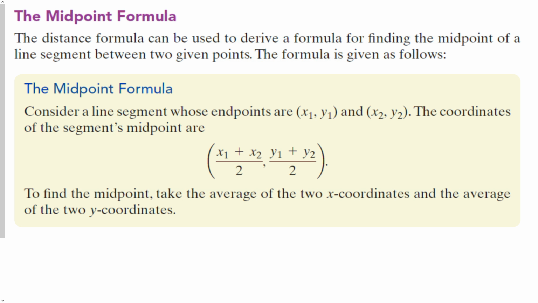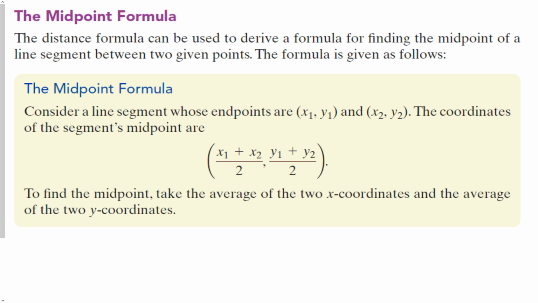So the midpoint formula comes from the distance formula. It can be used to derive the formula for finding the midpoint of a line segment between 2 given points. The simple version is that if we want to find the middle of something, we can just take the average of the 2 points. We can just add them together and divide by 2. So consider a line segment whose endpoints are x1, y1 and x2, y2. The coordinates of the segment's midpoint are x1 plus x2 over 2, comma, y1 plus y2 over 2.